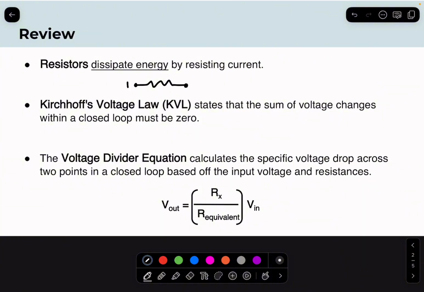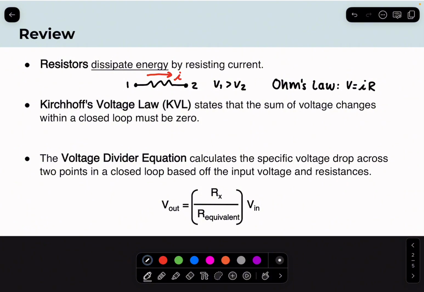And if this is node 1 and this is node 2, and this is the current here, we know that voltage is going to drop across a resistor. So the voltage at point 1 is going to be greater than the voltage at point 2. And when you're working with a resistor, you're also going to want to reference Ohm's law, which states that voltage is equal to current times resistance.